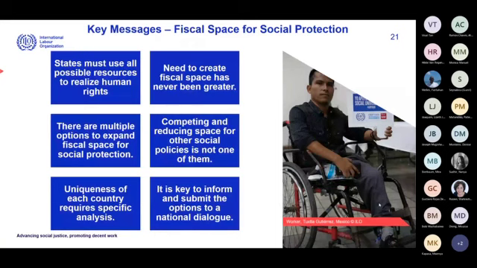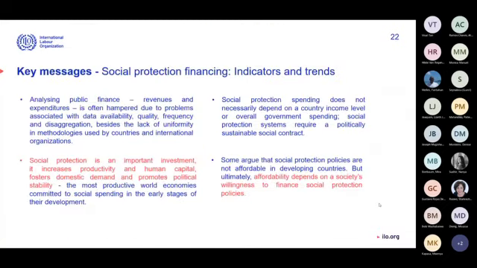Putting social protection in competition against other social policies is not a good practice for creating fiscal space for social protection. So we do not want to reduce the right to water, the right to education, the right to housing, and increase fiscal space for social protection. We want the human rights to be fulfilled as a whole. And every country has a specific context, so it needs a special analysis in terms of which are the best sources of financing for social protection. And these results should be, as we have seen before, submitted to a national dialogue process. I'm not going to talk about more details like that.